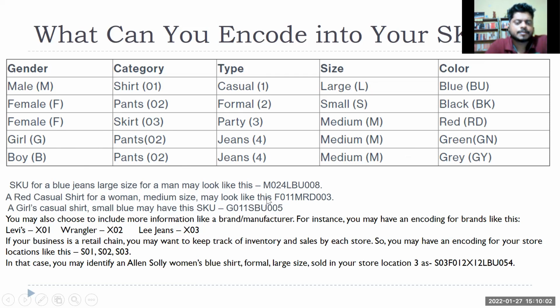So let's say a tag line is M024LBU008. So what does it mean? M for male, 024 may be some number, then L may be large, BU means blue, then under that 008. 24 may be some number, or maybe here 02, turns. So basically it depends upon what you are writing there.